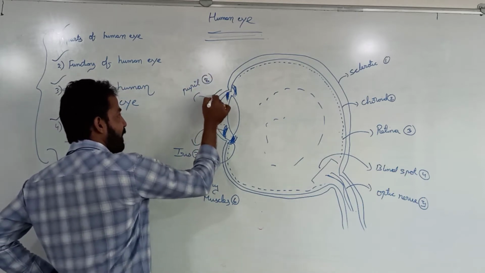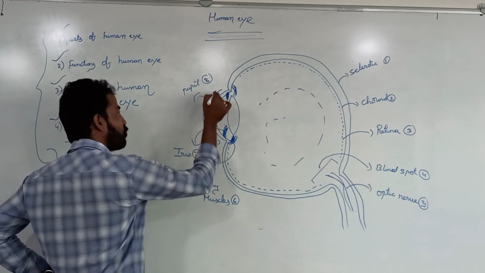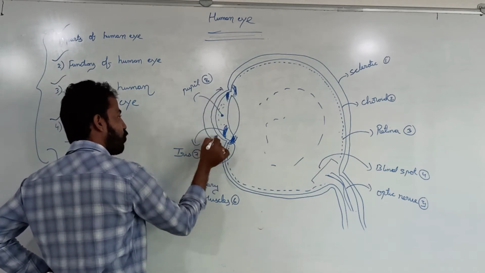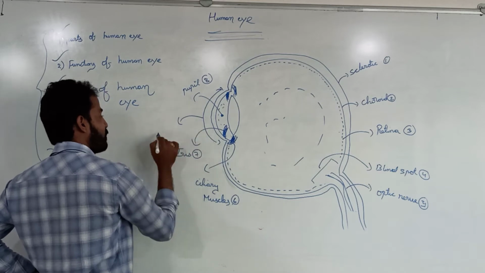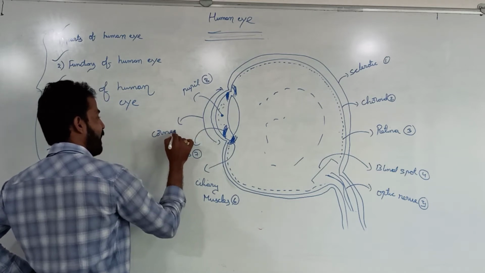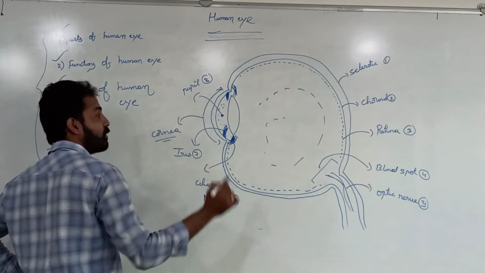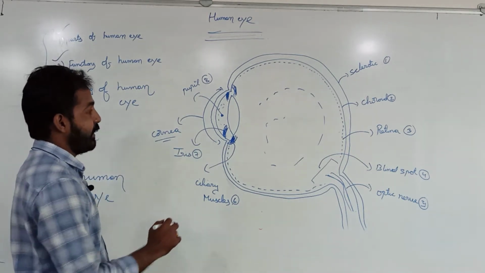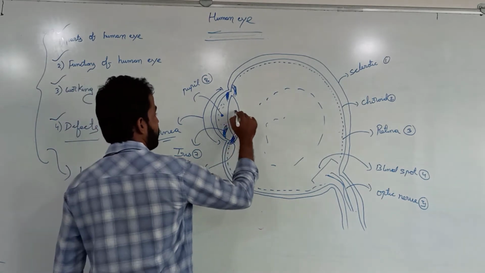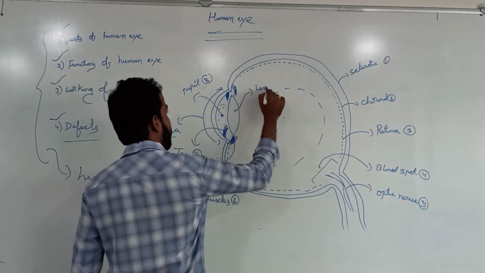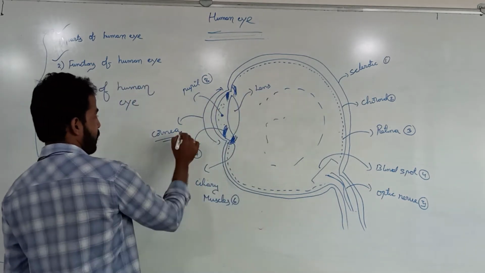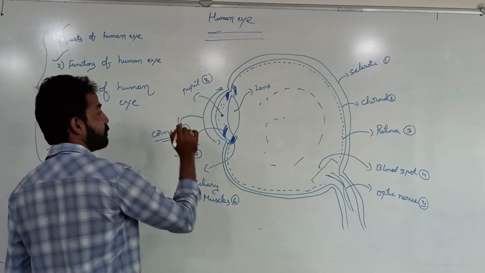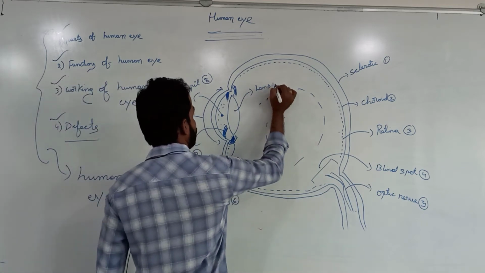This outer layer is known as the outermost layer. This layer is known as the cornea. C-O-R-N-E-A. Cornea. Let's name the cornea as 9. Now this part is known as the lens.